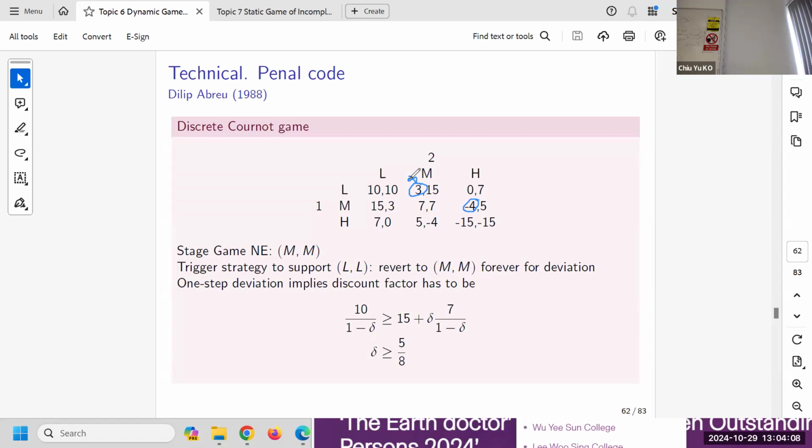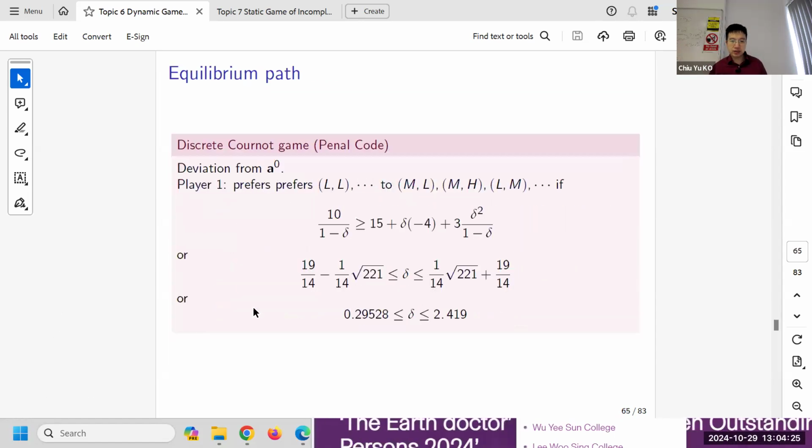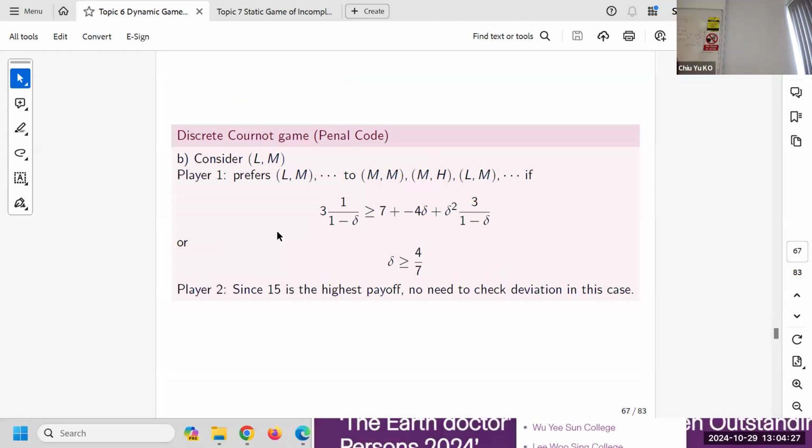Check whether 3 forever is better than you jumping to here, where you get punished again, right? That'll be a cycle. So you have to check for every stage. So that's why you have this guy, right? 3 forever, you jump to there, get 4 with 7, but you get punished again. Okay, so this is the second stage of punishment for player 1, and player 1 wants to deviate or not.